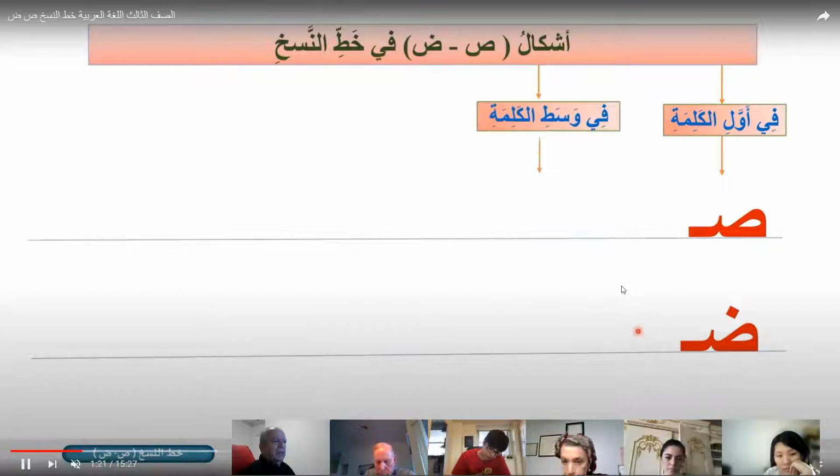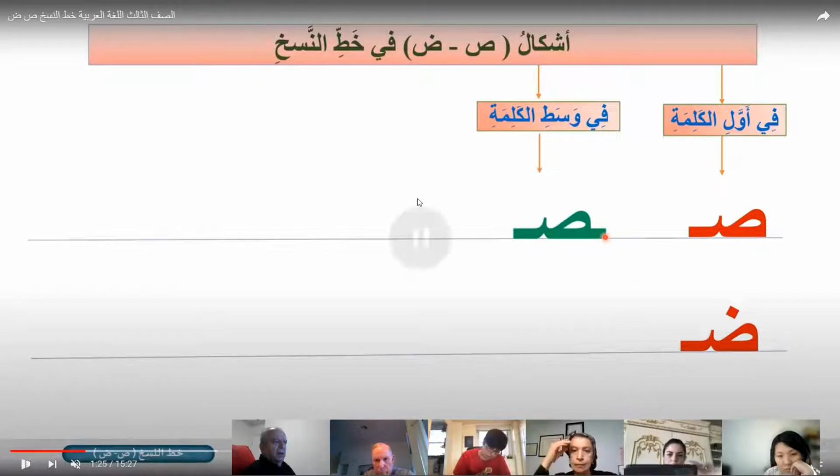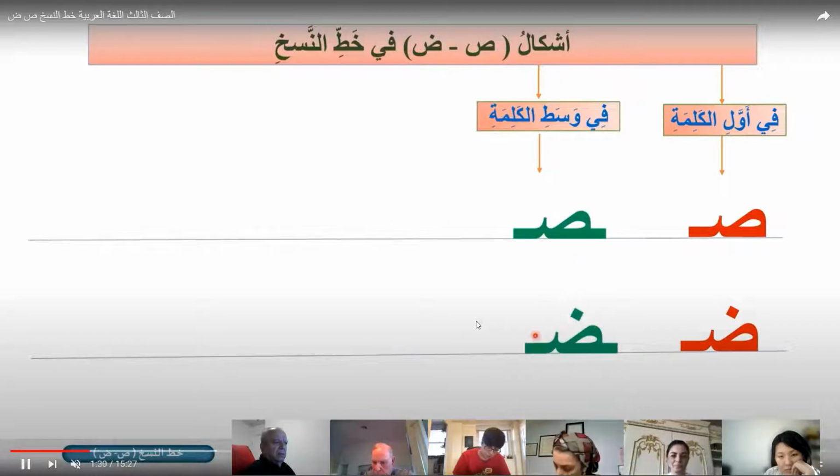Okay, now in the middle of a word. What do they do? You go like this, exactly the same. You see, this and this are exactly alike. Like here, although it looks different in the beginning of a word, in the middle of the word it looks exactly the same.